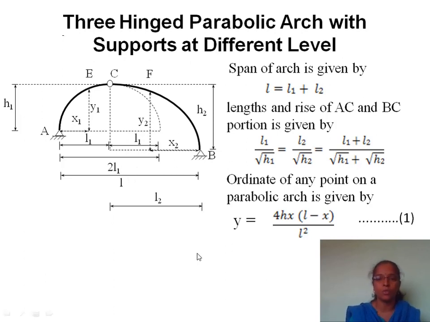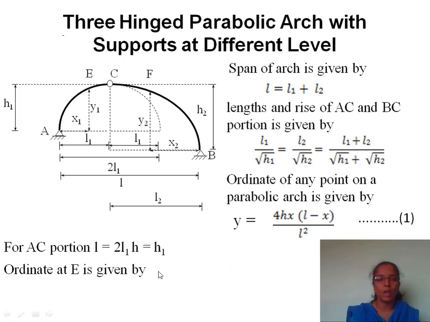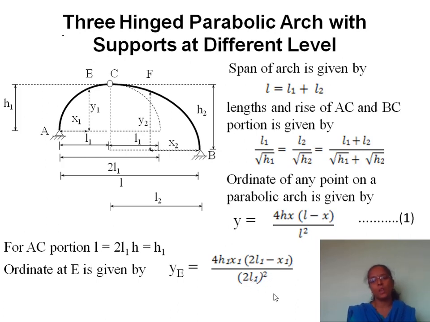So we have to substitute this. Therefore, for the AC portion, L is equal to 2L1 and H is equal to H1. Let us substitute those values to obtain the ordinate at E. So YE is given by 4 into H1, x you can take as x1 because we have mentioned it as x1, into 2L1 minus x1, divided by 2L1 whole square. This is the thing you have to keep in mind.